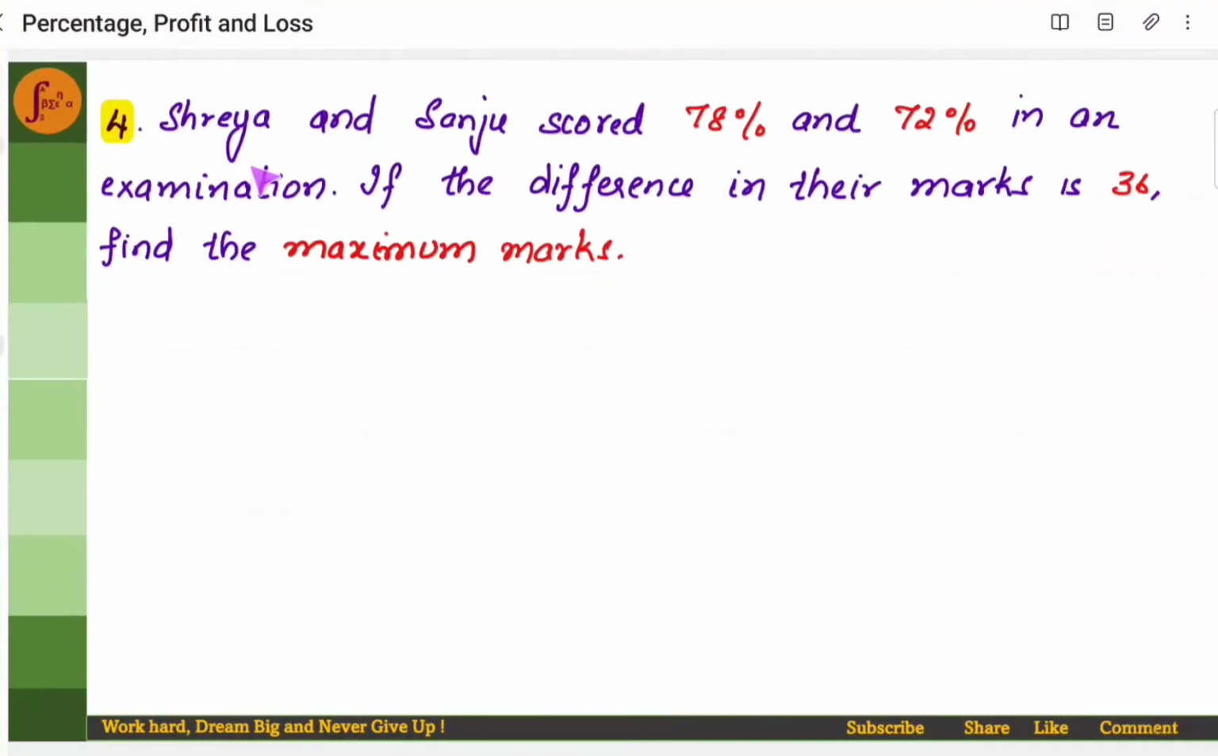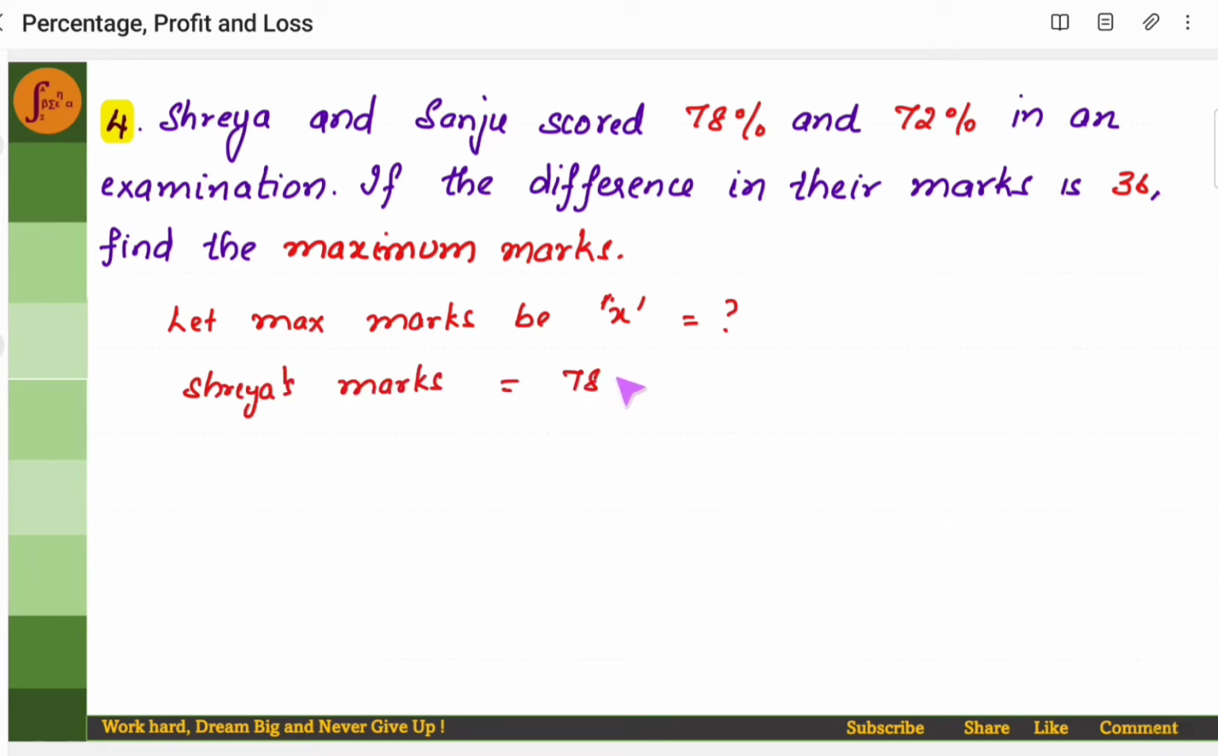Let's take this problem where Shreya and Sanju scored 78% and 72% in an examination. If the difference in their marks is 36, find the maximum marks. Let the max marks be x and we need to find this, right? Shreya's marks is 78%. 78% of what? Of the total marks, maximum marks, right? 78% of x. That is nothing but 78 by 100 into x.